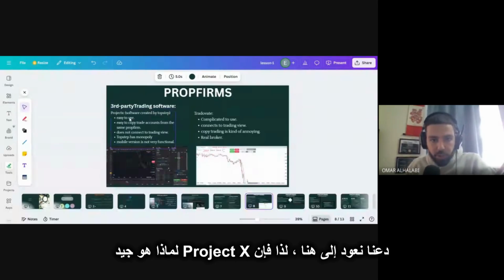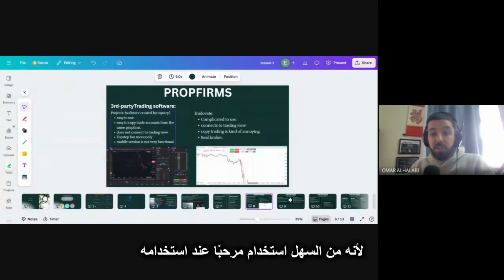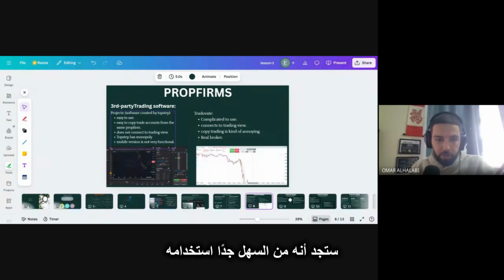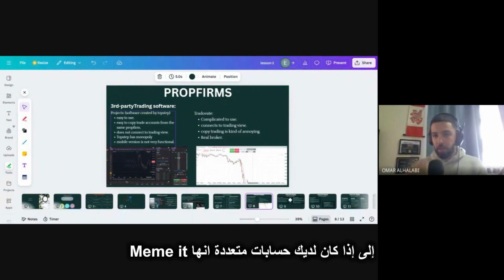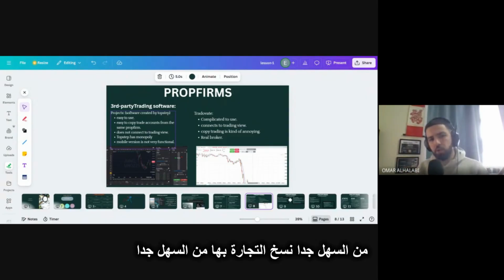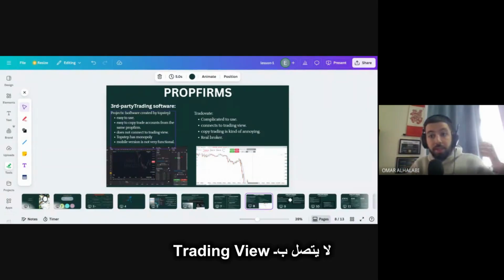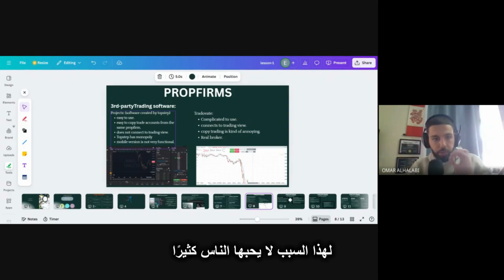So Project X, why is it good? Because it's easy to use. When you use it, you're going to find it very easy to use, easy to copy trade through accounts. So if you have multiple accounts, it's very easy to copy trade them. It does not connect to TradingView. That's why people do not like it as much.